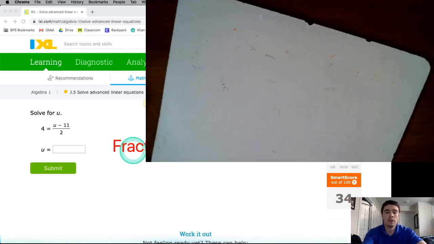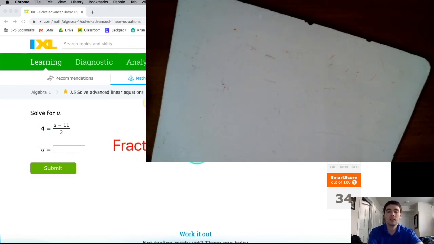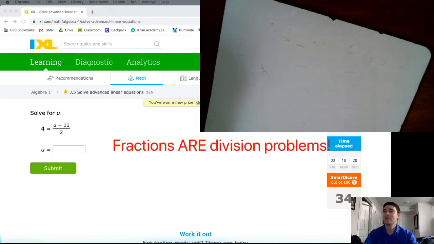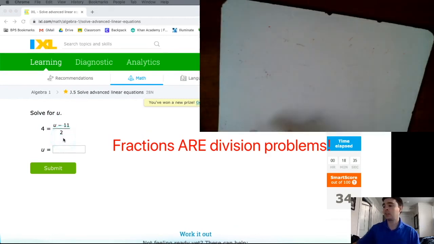Fractions are division problems. At the end of the day, fractions are division problems. It's a really important thing to understand. Of course, I've messed up a little bit because you can't see that writing. There we go. Fractions are division problems at the end of the day. So that, as I see this complicated equation that has a variable stuck in part of the fraction, knowing that this fraction really represents division is going to help me solve.